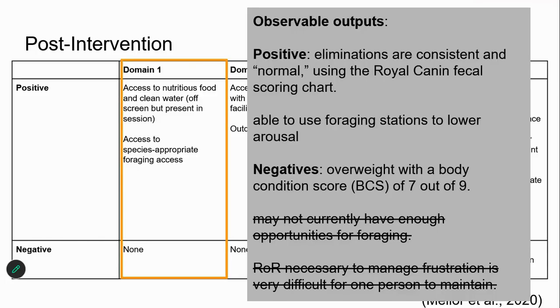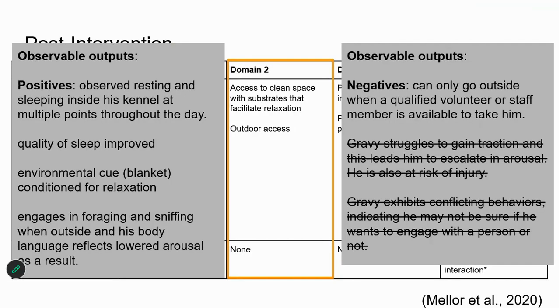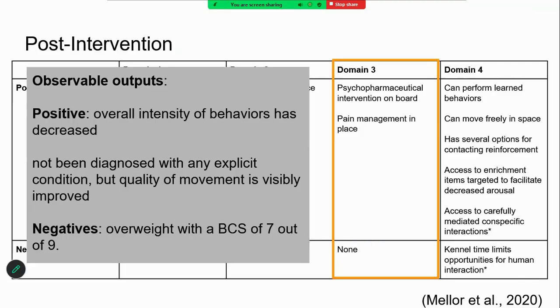So just to go over it again, we've eliminated these issues, right? He no longer lacks opportunities for foraging. We've been able to achieve a rate of reinforcement that helps manage his frustration. From pre to post intervention, we've eliminated that risk of injury. We've seen fewer conflicting behaviors. He's more able to clearly communicate what he needs. This piece kind of stayed the same, but that's okay.